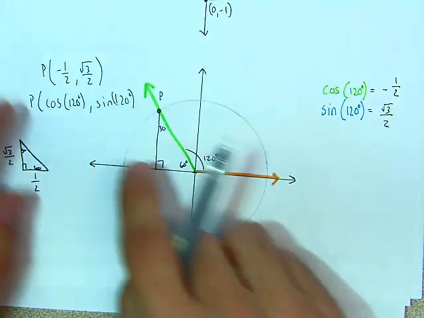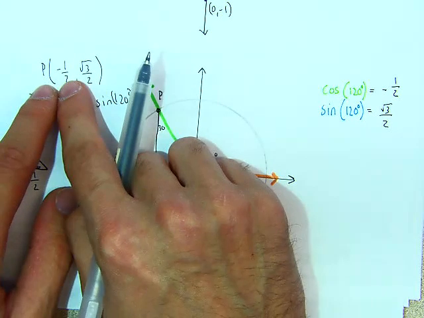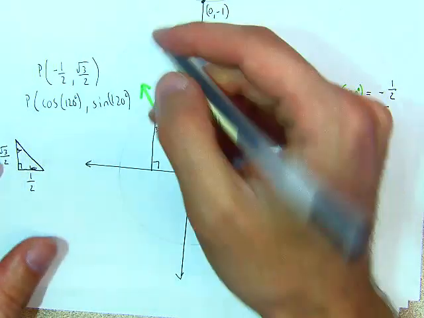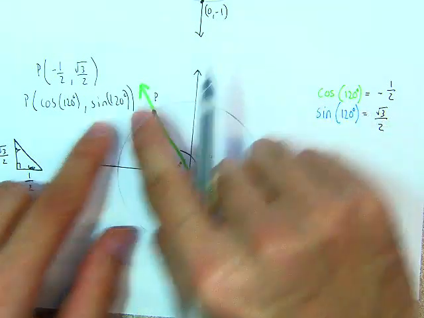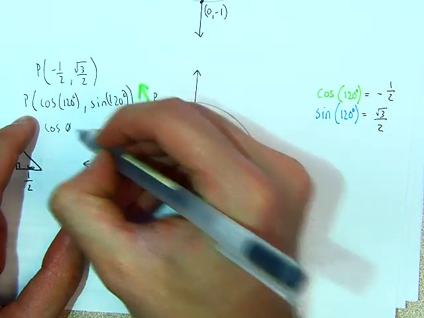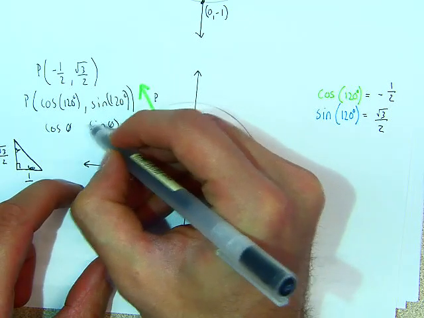I'm just substituting. What is cosine of 120 degrees? It's negative a half, so I put it here. What's sine of 120 degrees? It's square root of 3 over 2, I put it here. So you're allowed to say that this point is cosine theta and sine theta, whatever theta is.